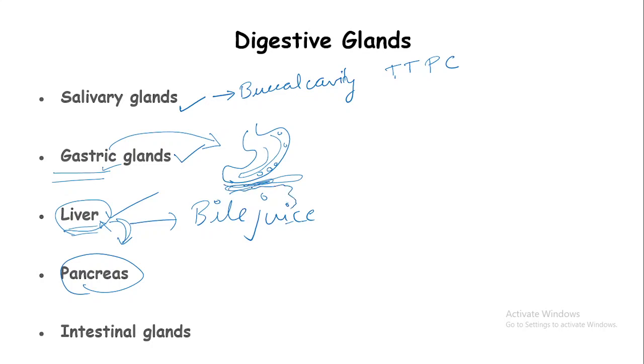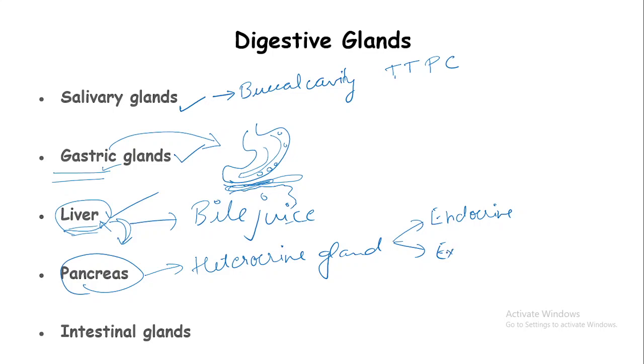So this pancreas is said to be a dual gland. Again, the pancreas does not have the only role in digestion. It also mainly plays a role in the endocrine system. The pancreas is considered a heterocrine gland. What is the meaning of heterocrine gland? Heterocrine gland means it is endocrine in nature as well as exocrine in nature.